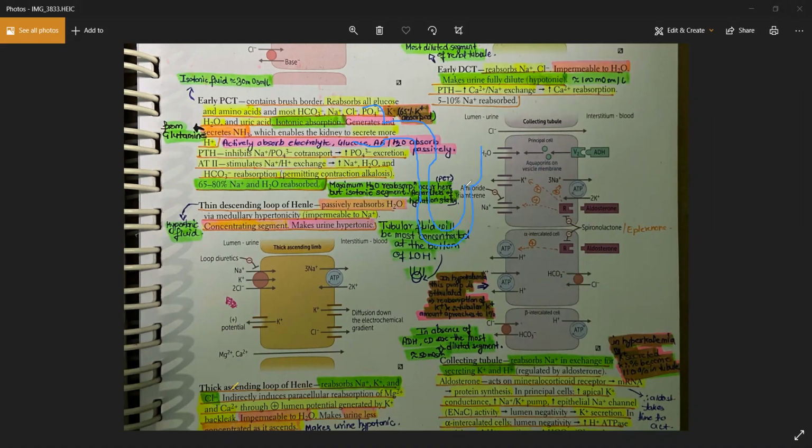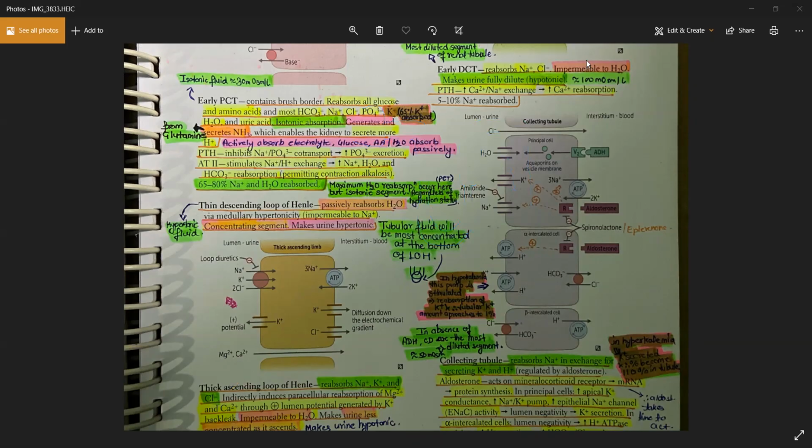Then you have a DCT, and finally you have a collecting duct. So we have discussed this portion, the PCT, and now we have the descending loop of Henle. Let's discuss it.